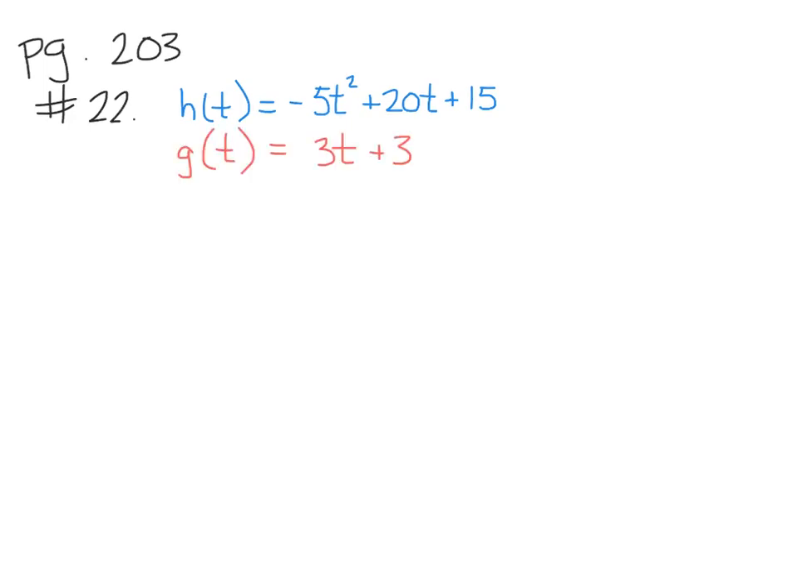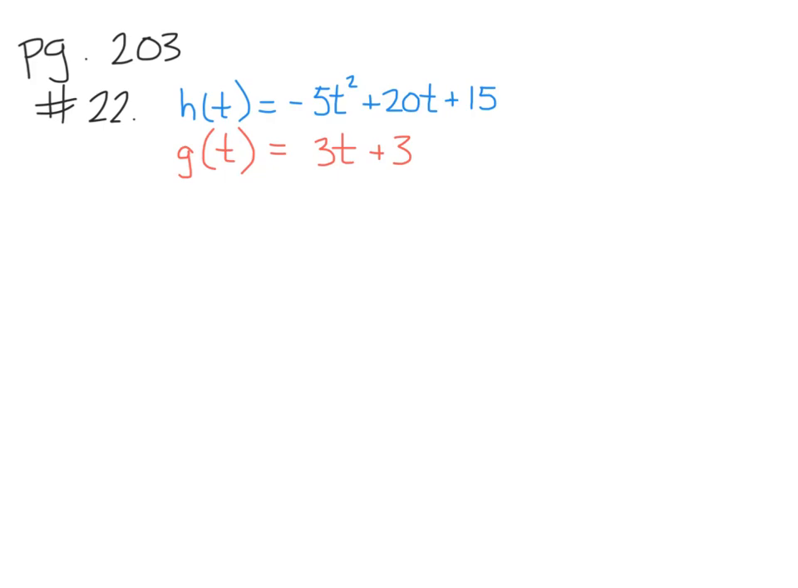So let's take a look at some of the problems from 3.8. So we'll start with the review on page 203. If we look at question number 22, it says the height h of t of a baseball in meters at time t seconds after it's tossed out of a window is modeled by the function h of t equals all that. A boy shoots at the baseball with a paintball gun. The trajectory of the paintball is given by this function, g of t equals 3t plus 3. Will the paintball hit the baseball? If so, when does that happen? At what height will the baseball be?